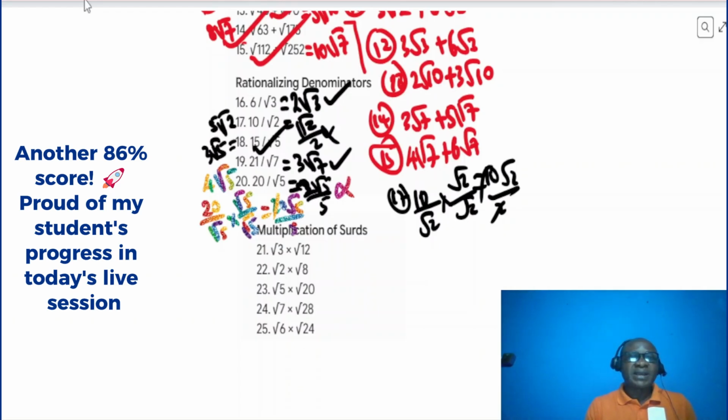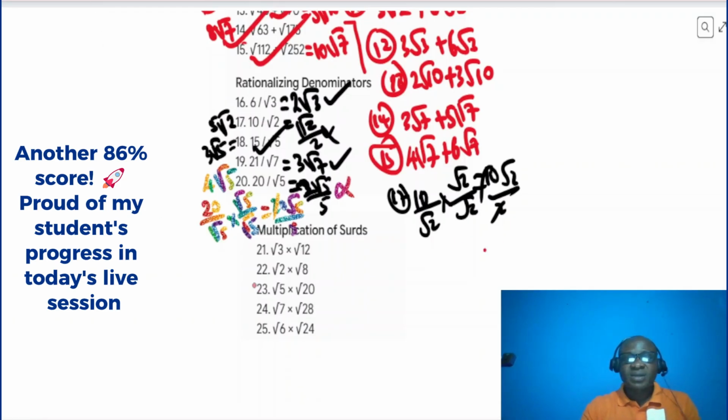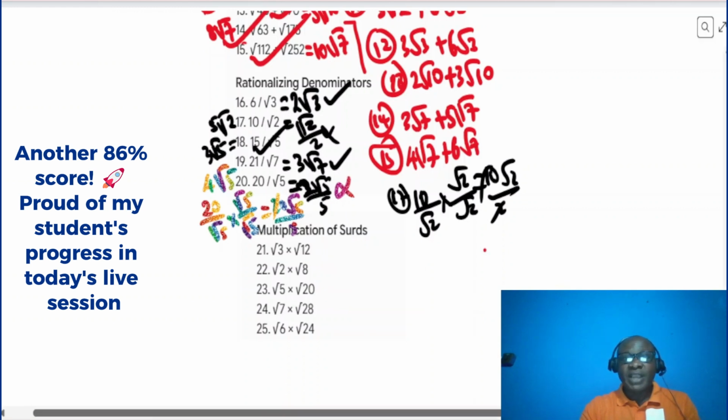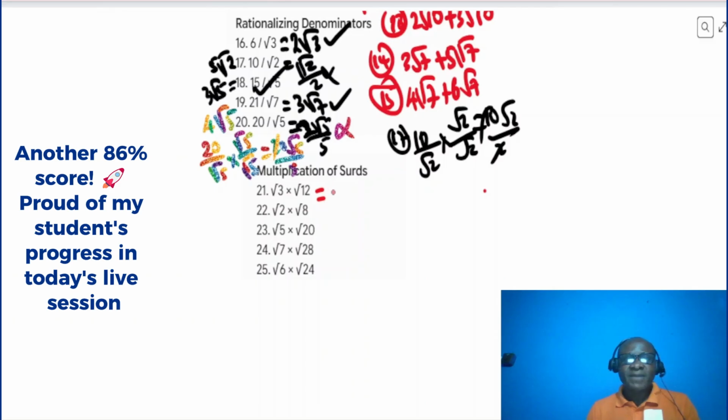Let's go to the next part, which is multiplication of surds. This one will be 1 mark now. Okay, number 21 to 25, you still make it 2 marks. So only 1 to 8 is 1 mark. Okay. So this one is going to give you what? 6. 6 is correct because if you multiply 3 and 12, you get that, and the square root of it is 6.